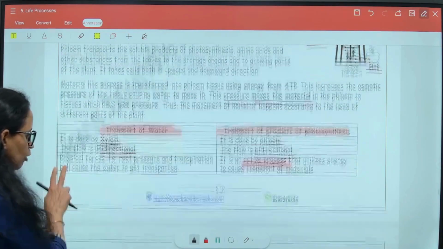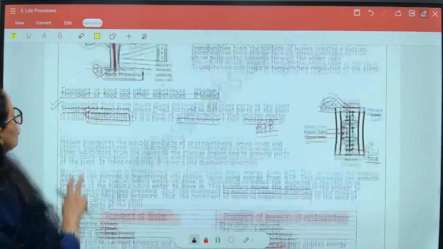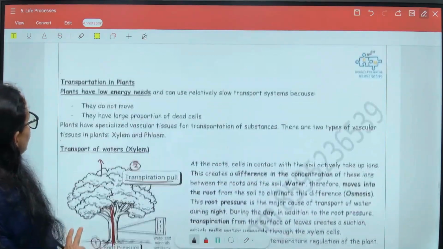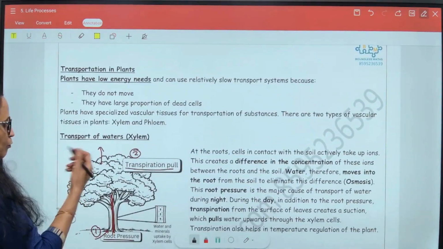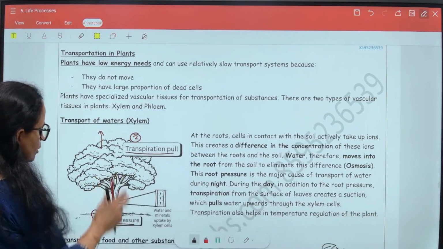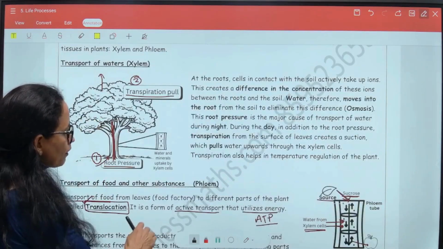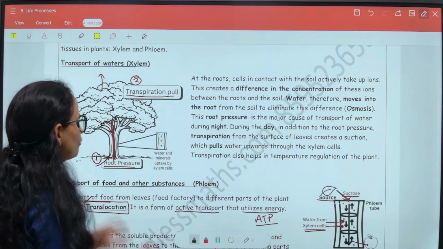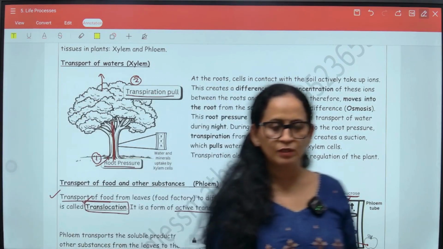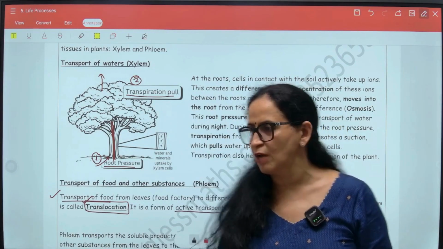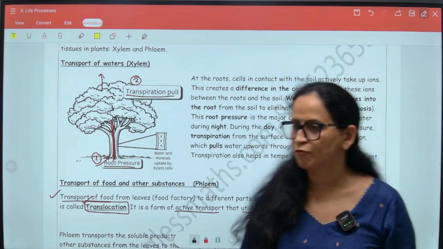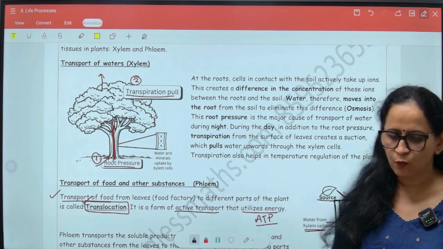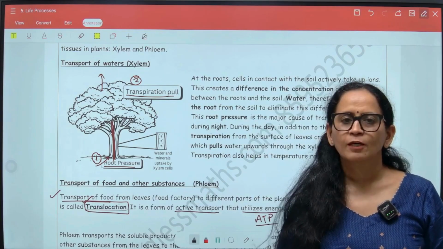So I hope it's clear whatever we talked about, transportation of water and food in plants. So basically there are just two processes. You should be able to differentiate between them and understand what are the basic terms used here, like translocation, or what is an active process, or which of these has what features. So I hope you understood this.